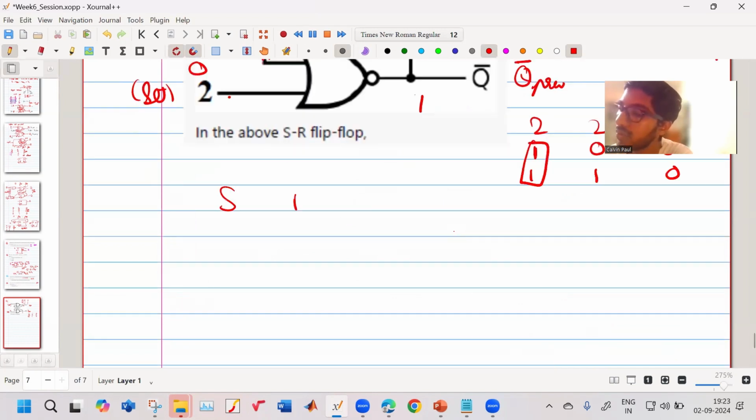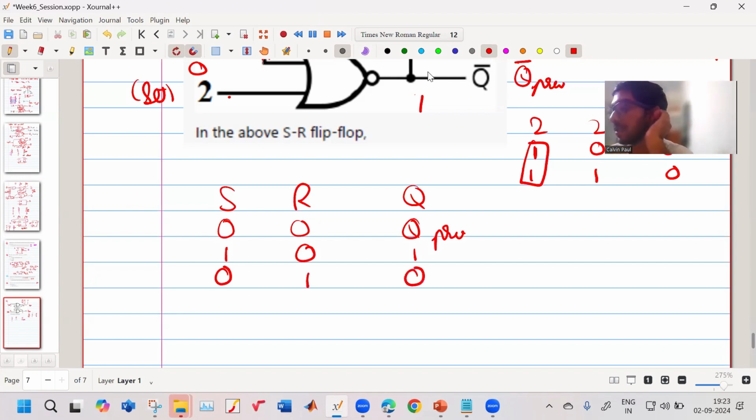S, R, Q. If this is 0, 0, this will be Q previous. If this is 1 and this is 0, this will be 1. If this is 0 and 1, this will be 0.